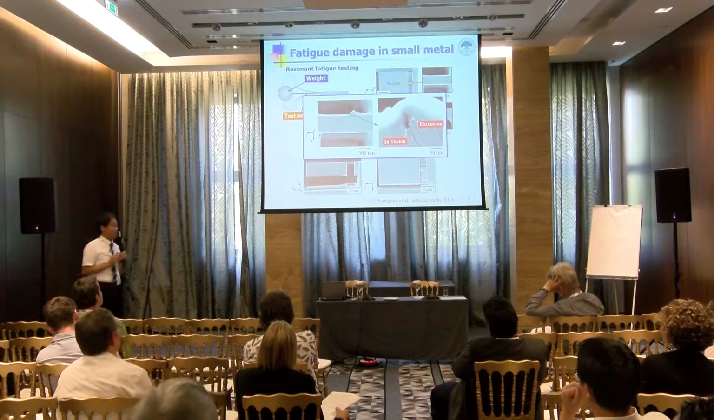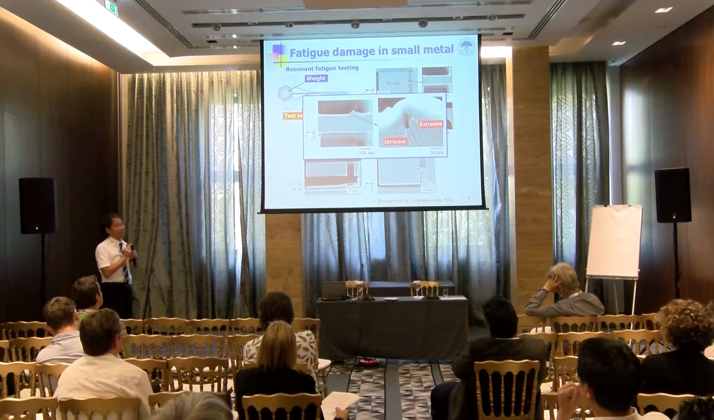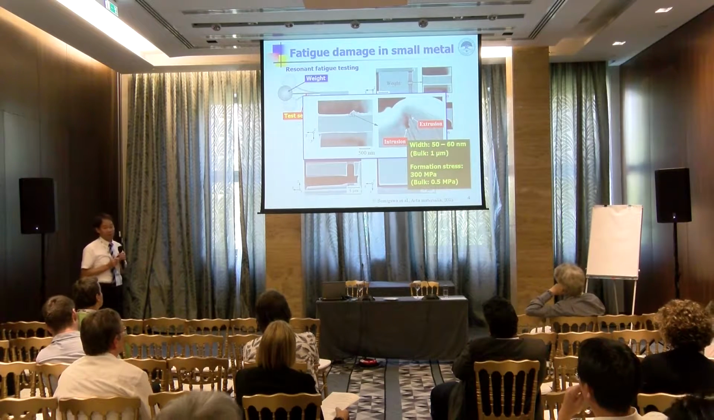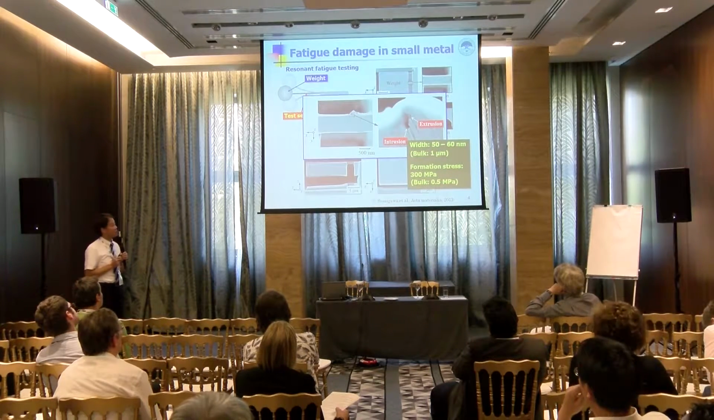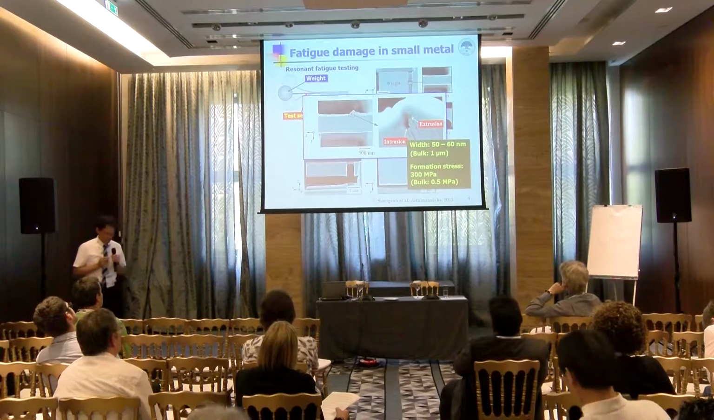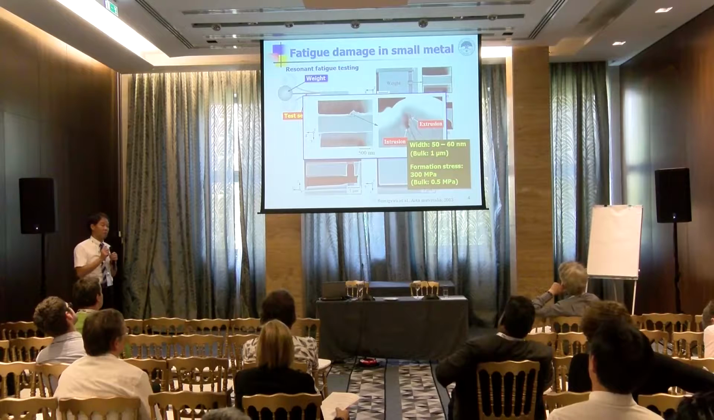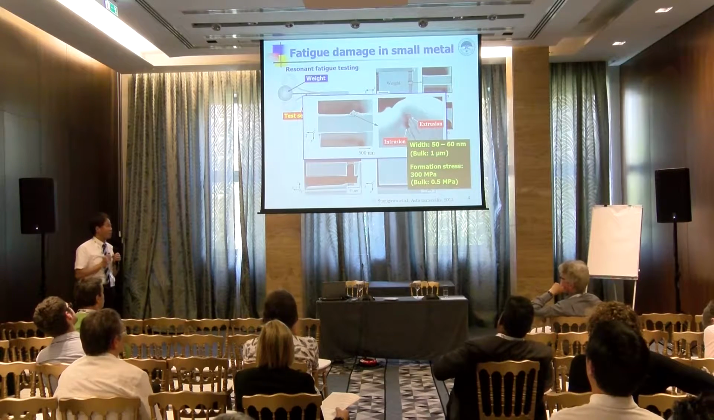And as you can see, the external appearance of this fatigue damage is very similar to the PSB in bulk metals. But the width was in nanoscale, and the formation stress was much higher than that of the PSB. This result demonstrated that such kind of very small components possess characteristic fatigue behavior.